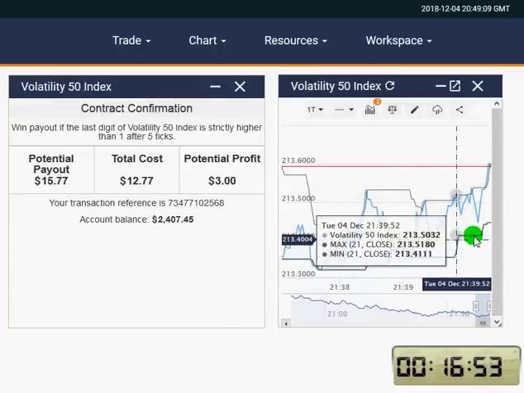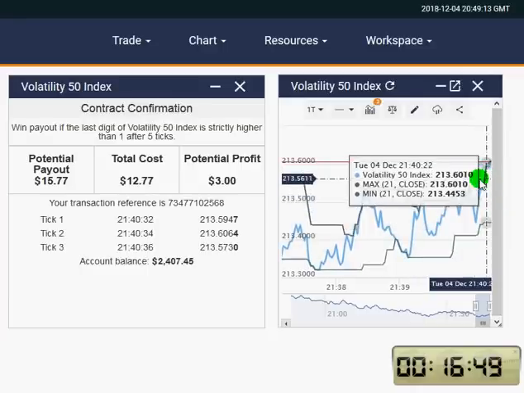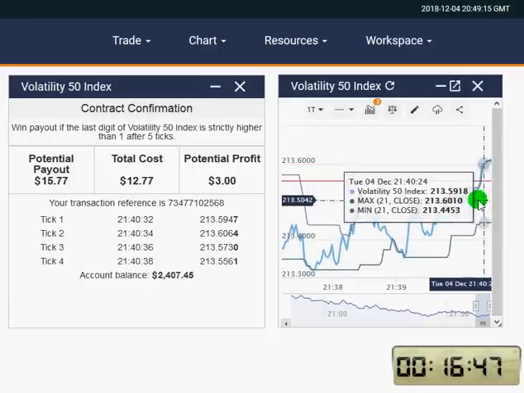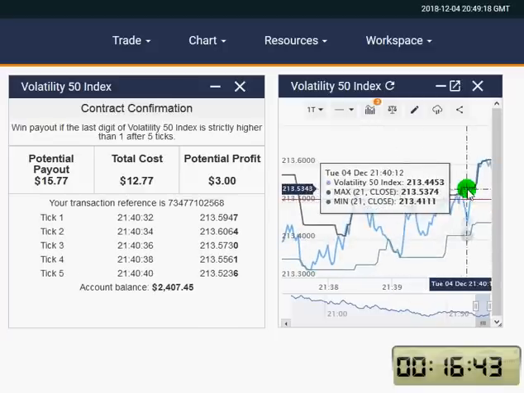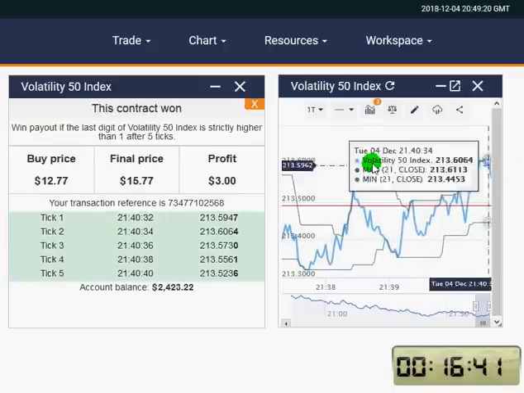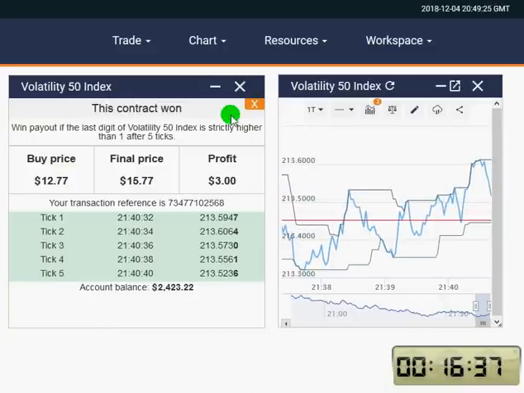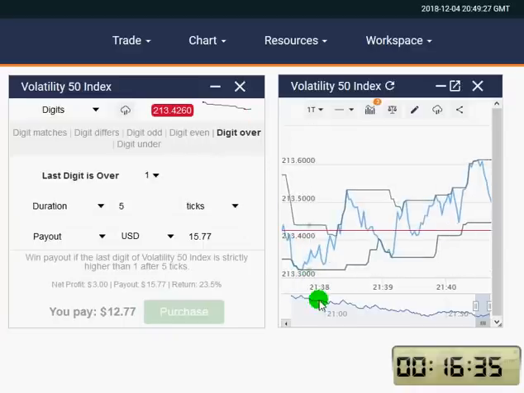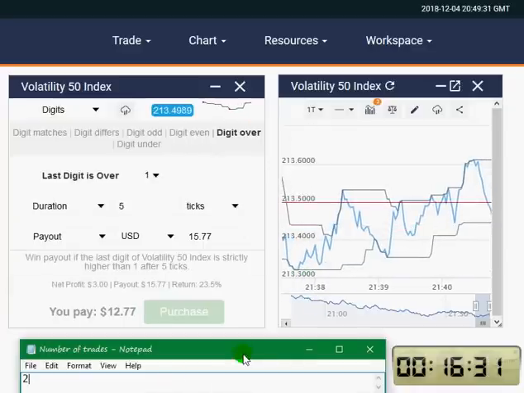So what this indicates is that when it moves past the maximum indicator, the possibility of the numbers over 1 is higher. So you can see we won the first trade. So we made 3 USD. That's the first trade. I'm going to trade for the second time.